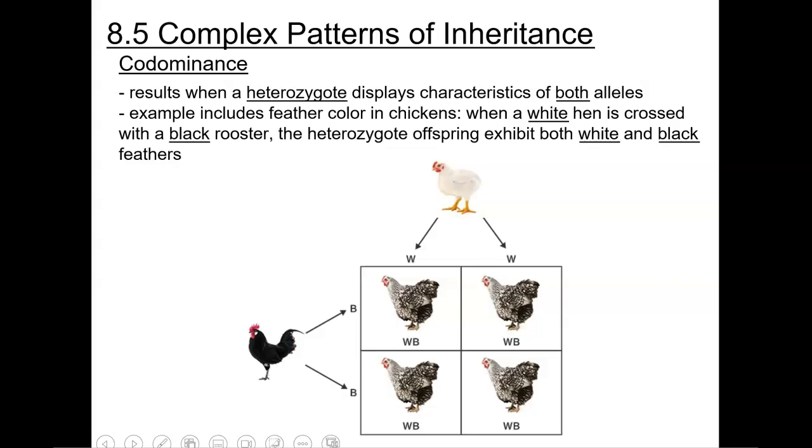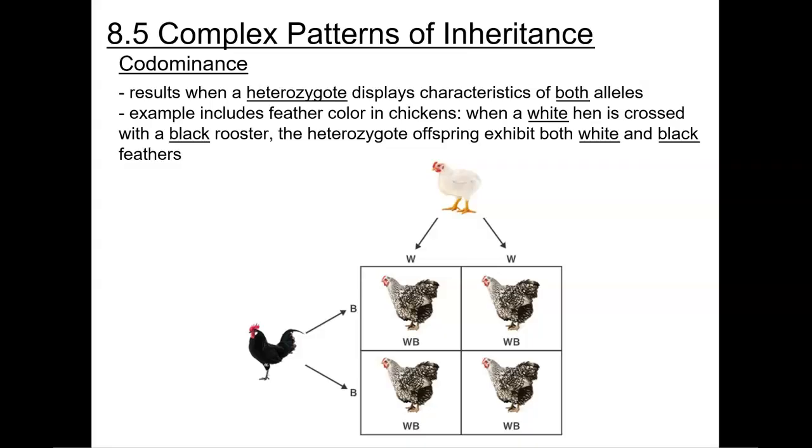Codominance is going to result when you have a heterozygote and it displays characteristics of both alleles. And so it's not really a mixture, you see both. So examples of this could include feather color in chickens. When a white chicken or hen is going to be crossed with a black rooster, the heterozygote is going to exhibit both white and black feathers.